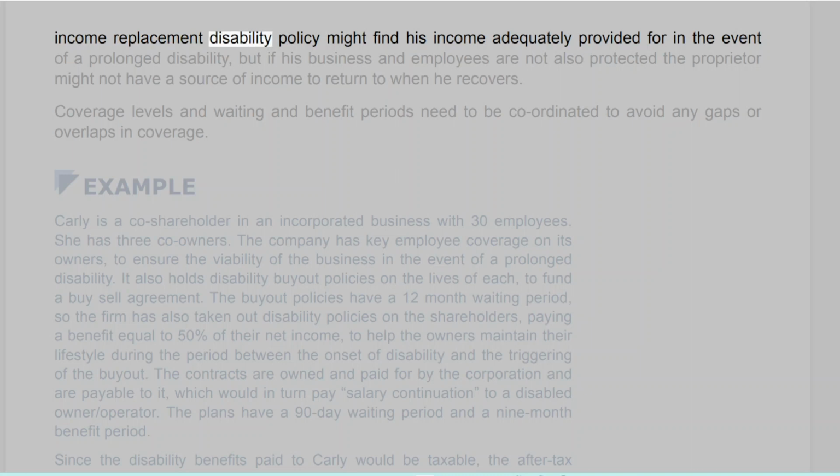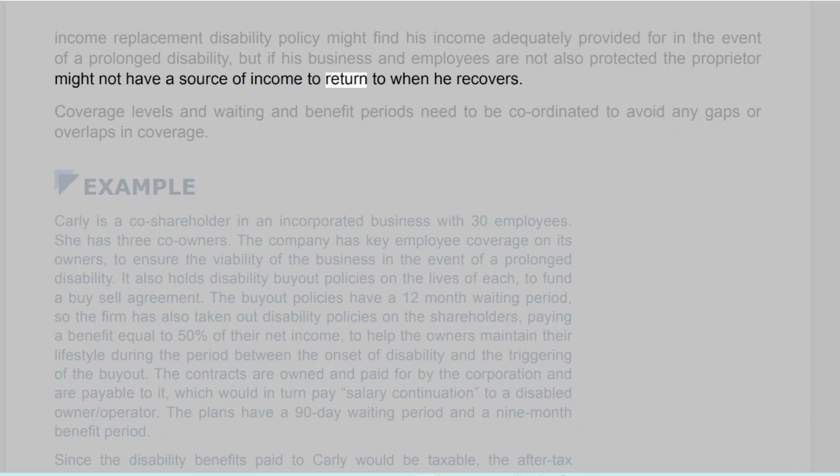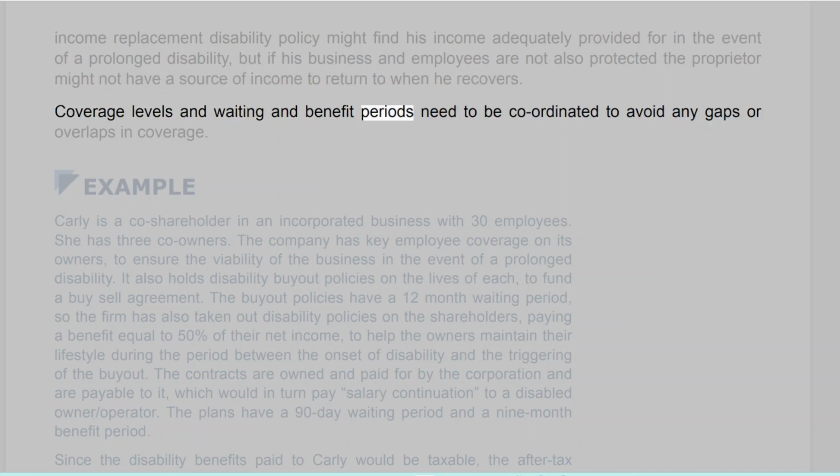income replacement disability policy might find his income adequately provided for in the event of a prolonged disability, but if his business and employees are not also protected, the proprietor might not have a source of income to return to when he recovers. Coverage levels and waiting and benefit periods need to be coordinated to avoid any gaps or overlaps in coverage.